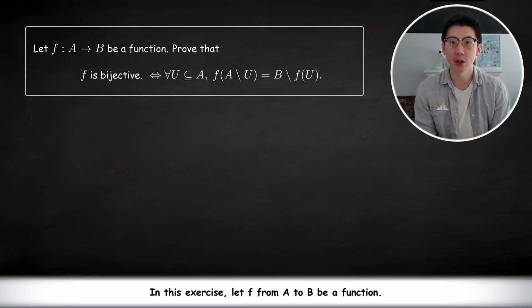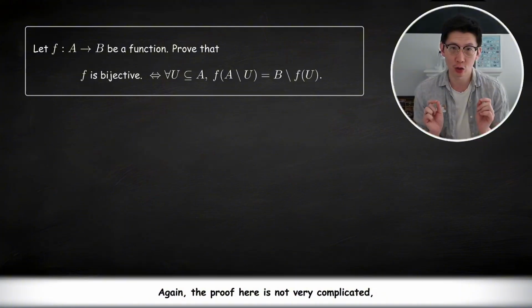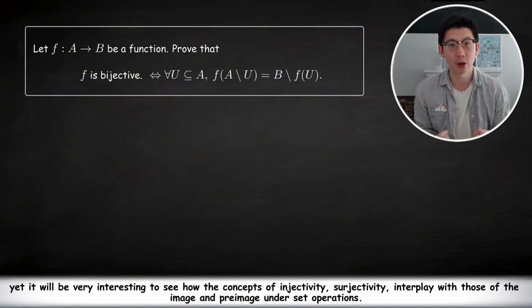Everyone, in this exercise, let f from A to B be a function. We want to prove that f is bijective if and only if for any subset U of A, f(A \ U) is equal to B \ f(U). Again, the proof here is not very complicated, yet it will be very interesting to see how the concepts of injectivity and surjectivity interplay with those of the image and pre-image under set operations.